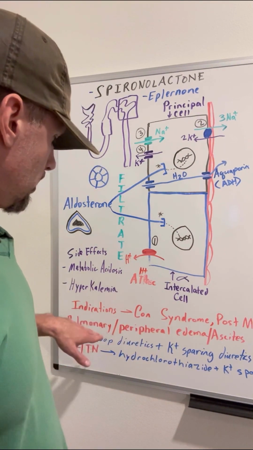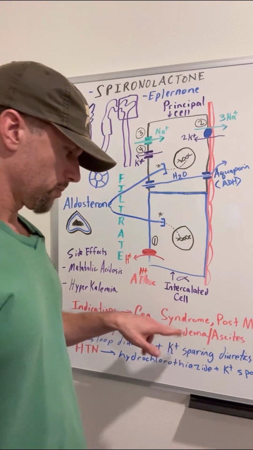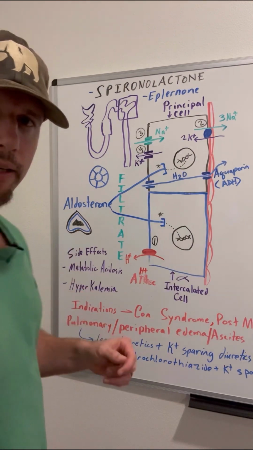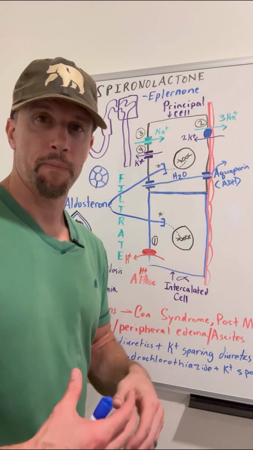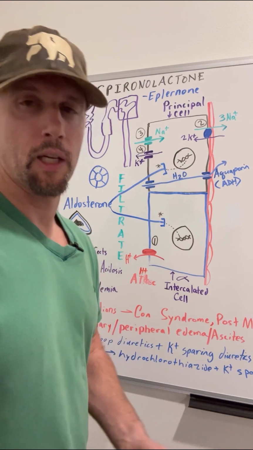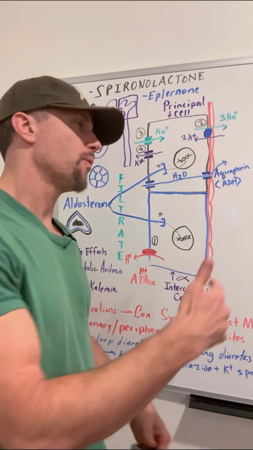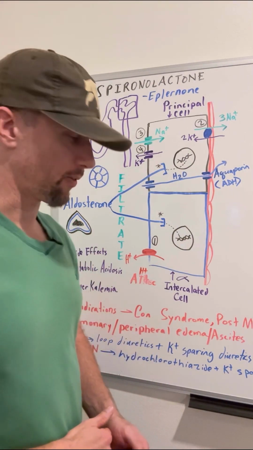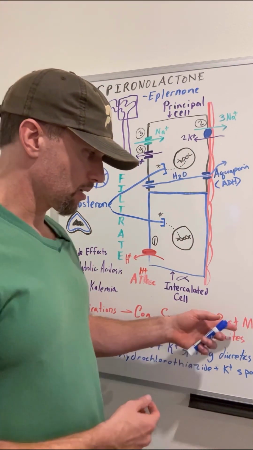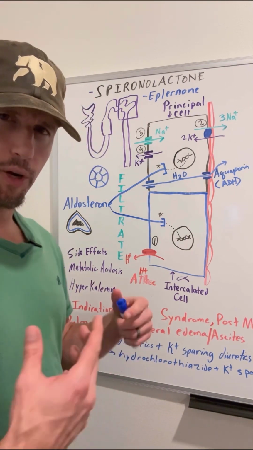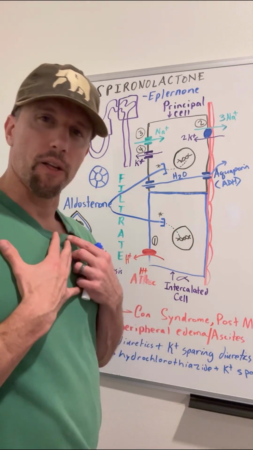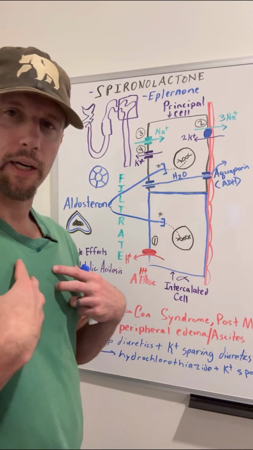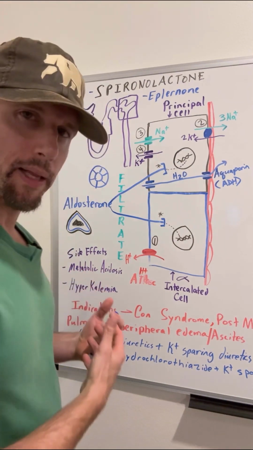And then another indication is Conn syndrome. So if someone has a tumor of their adrenal gland, specifically in that zona glomerulosa, they're going to crank out more aldosterone. So you need to counteract that with an aldosterone blocker to prevent that extreme hypertension and increased blood volume. And then, if somebody has a myocardial infarction, a lot of times they'll have heart failure. Blood will back up into the lungs, and then they have this congestive heart failure where it's hard to breathe, and you can pull some of that water off.